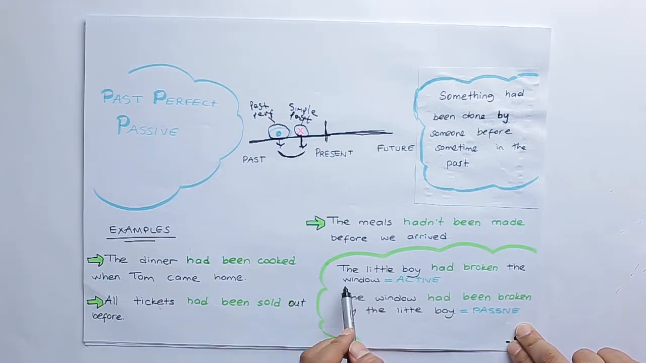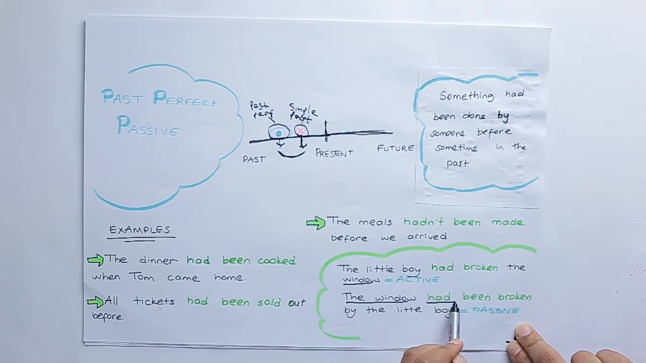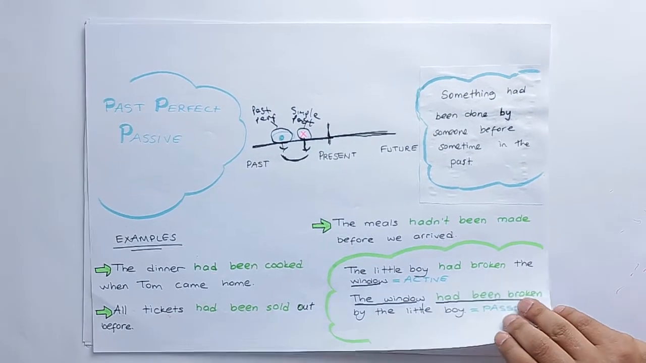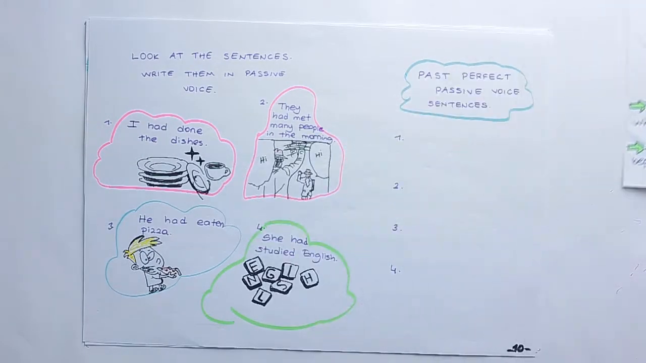This is an active sentence. Yes, the window, this is the passive form: the window had been broken by the little boy. Okay, this is the passive form, everybody. Look at the sentences, write them in passive voice. Now we are gonna do all these ones.